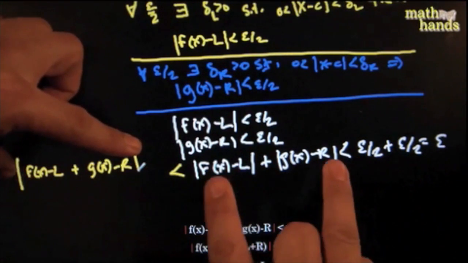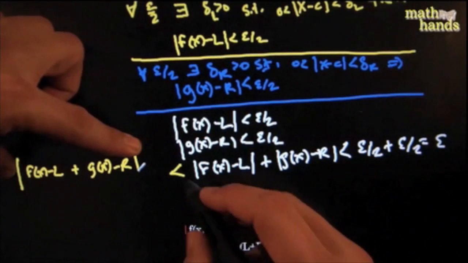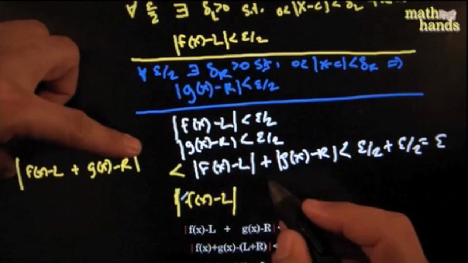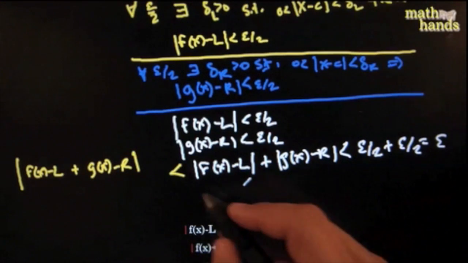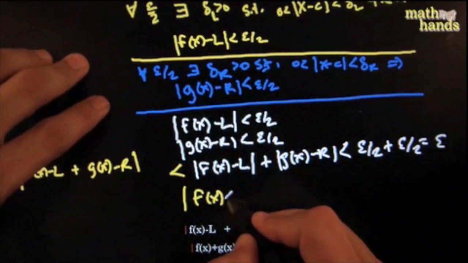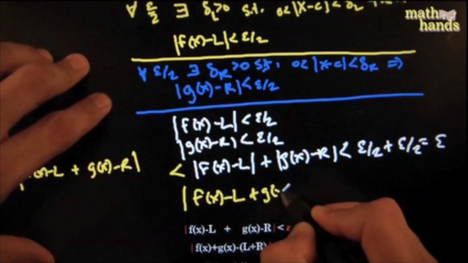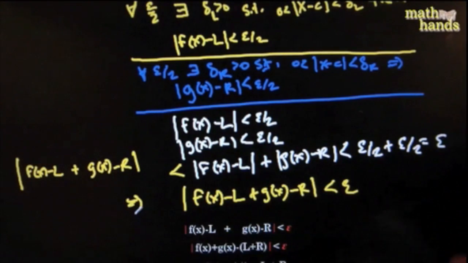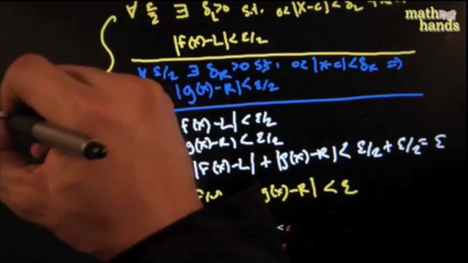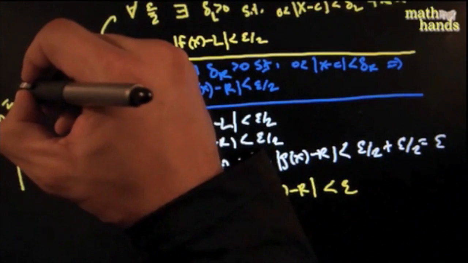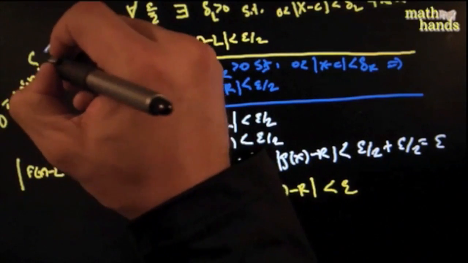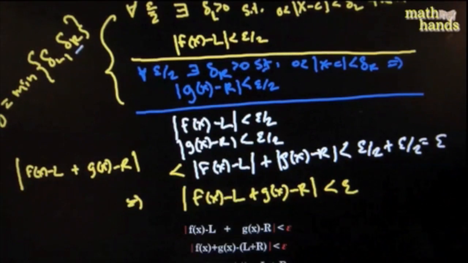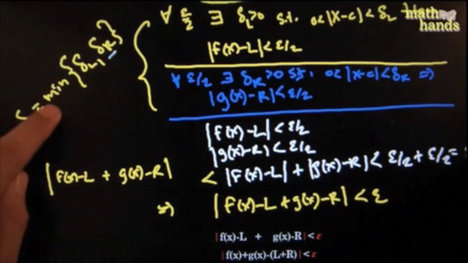This guy is smaller than that one, and that one is smaller than epsilon. So therefore, f of x minus L plus g of x minus r is smaller than epsilon. And I've done it. So long as my delta will be, I'm going to let it be the smaller of the two. This is the way you write a minimum of delta for L or delta for R. I choose my delta to be the smaller of the two.